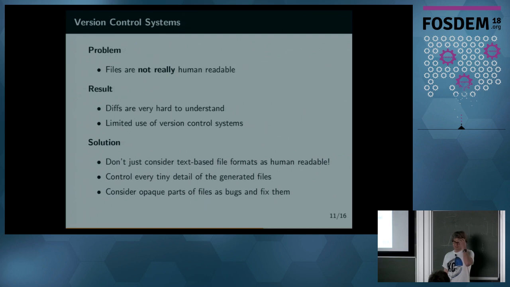So my solution is basically, first, don't just consider text-based file formats as human readable. Not every text-based file format is human readable. You need to control every tiny detail of the file format to make it as readable as possible. And in LibrePCB, I consider parts of files which are not really human readable as bugs, and bugs need to be fixed.